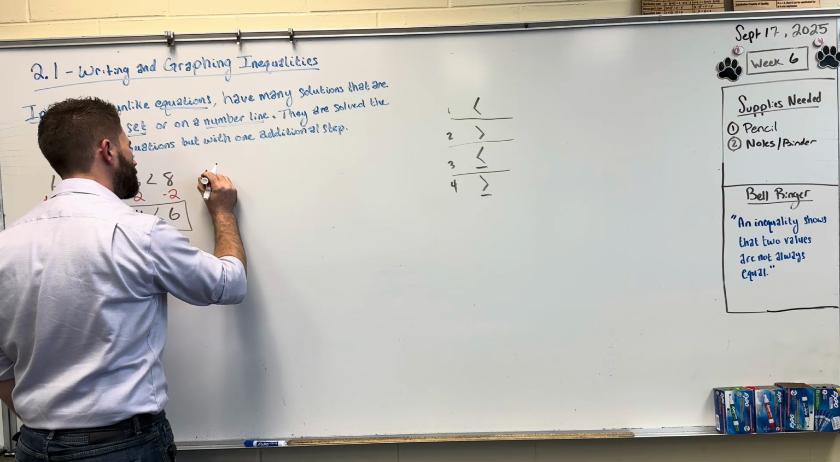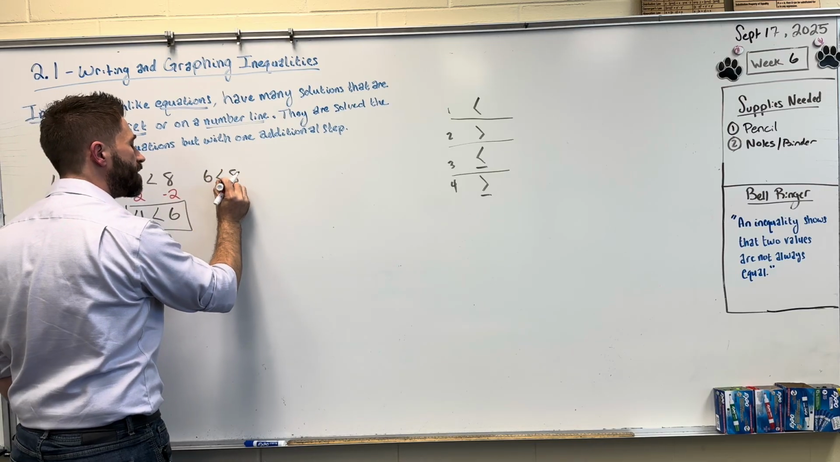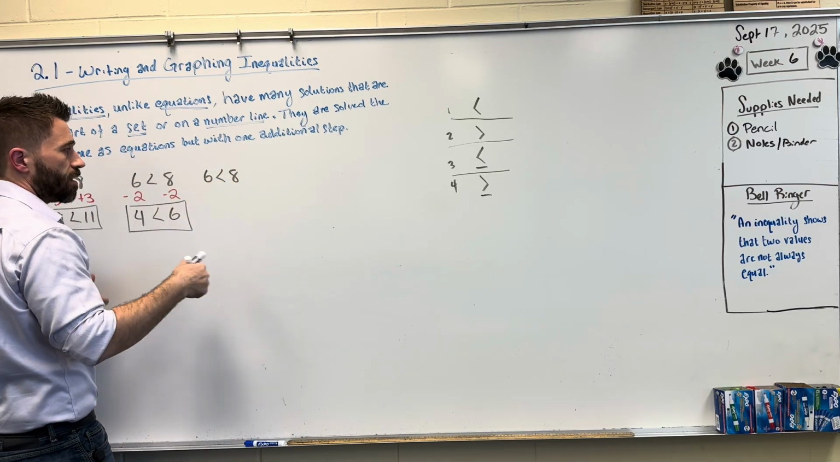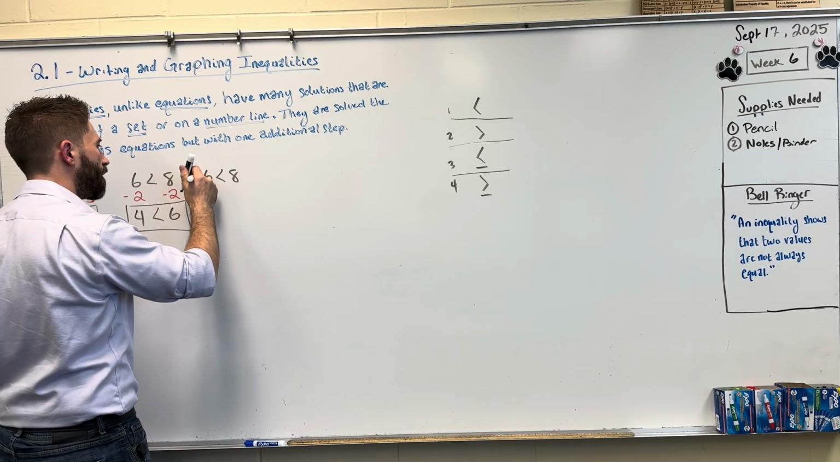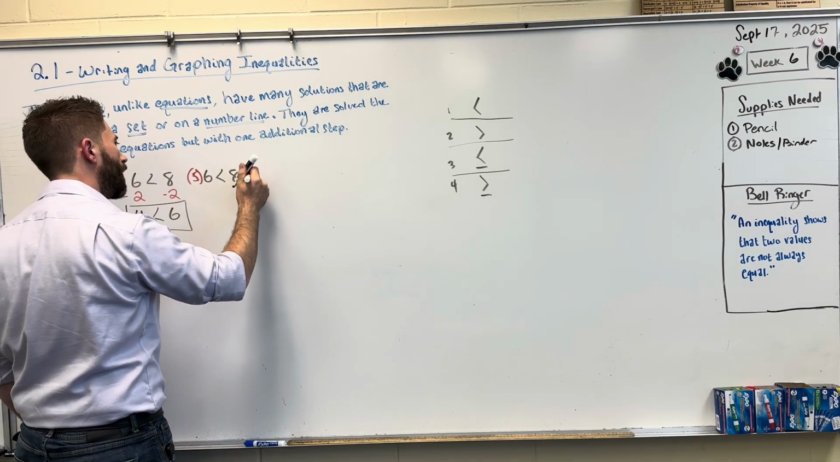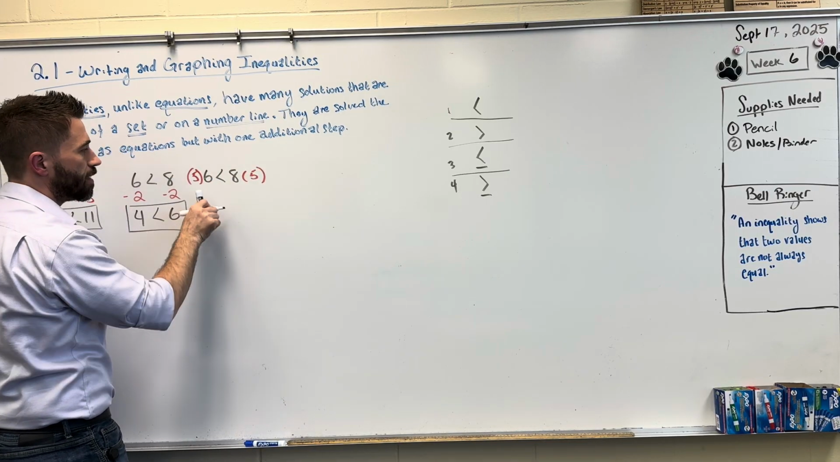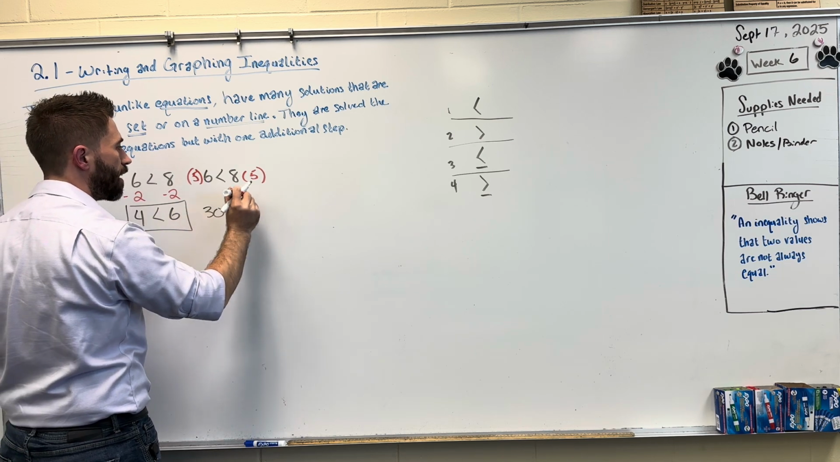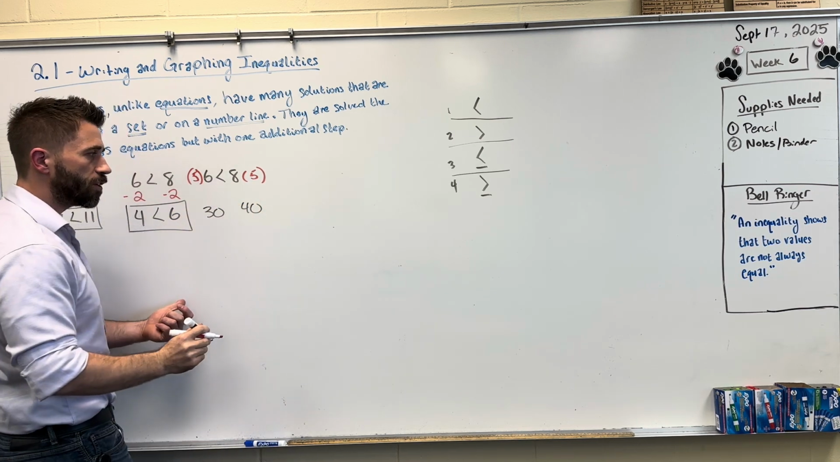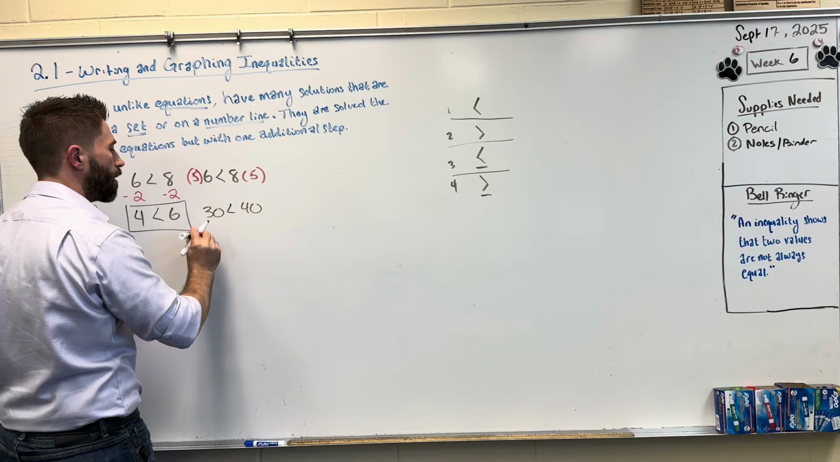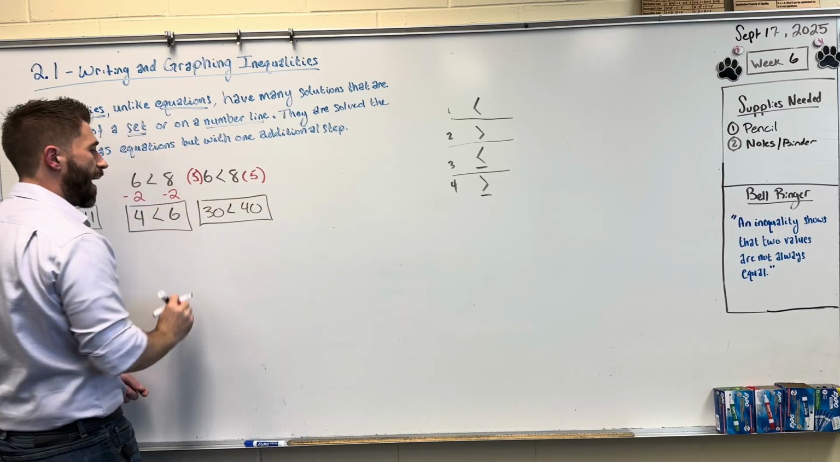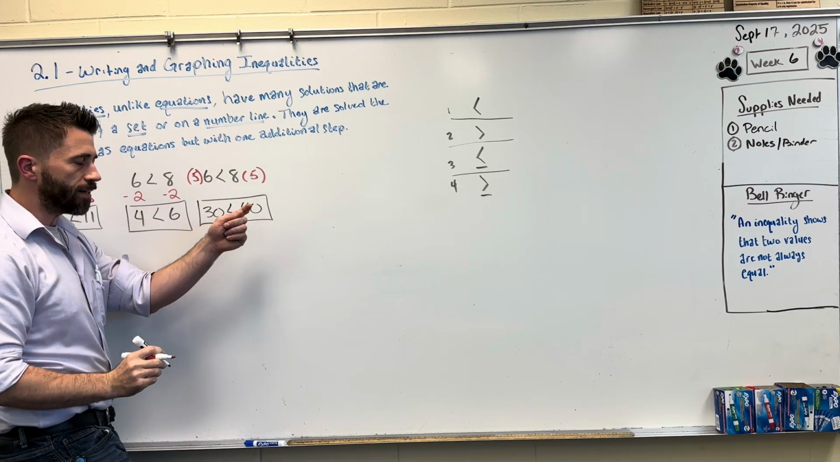Let's pick that same 6 and that same 8. 8 is still greater than 6. Let's multiply by something. Let's pick 5. So I'm going to multiply both of them by 5. 6 times 5 is 30. 8 times 5 is 40. Which one's greater? Well, the 40. So the inequality still hasn't changed direction. It's still opening to the right.